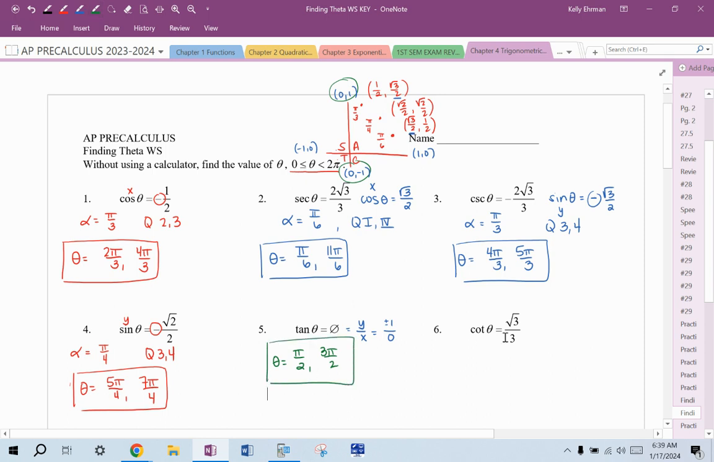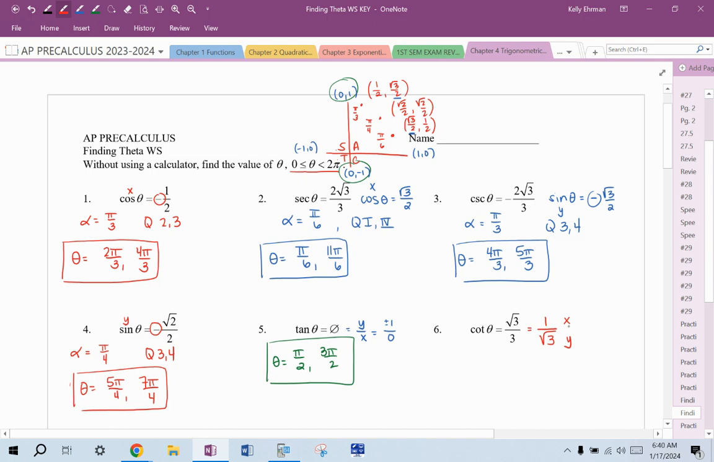Cotangent is radical 3 over 3. So for this one, I would unrationalize this. Like this was radical 3 over 3. Before it got rationalized, it was 1 over radical 3, right? Because if I rationalize that, I get this. So the reason that's worth pointing out is because cotangent is x over y, and our ordered pairs don't have a 3 in them. They only have 1s and radical 3s and 2s.